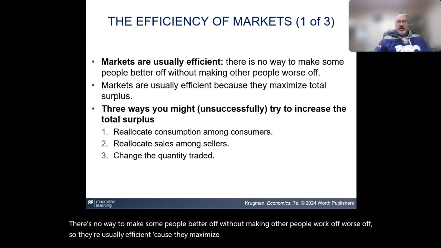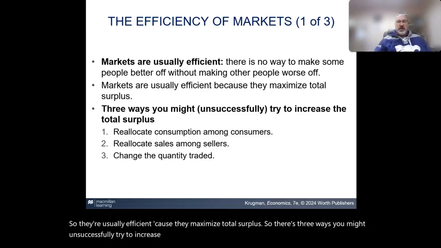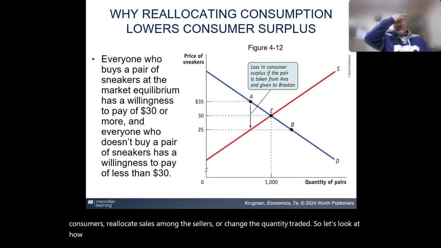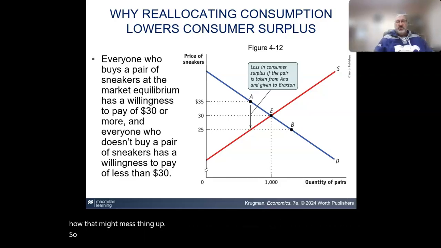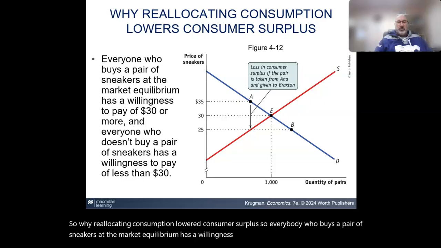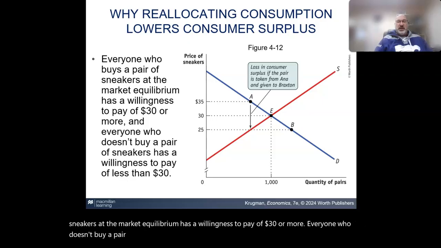So there's three ways you might unsuccessfully try to increase total surplus, and that's reallocate consumption among the consumers, reallocate sales among the sellers, or change the quantity traded. So let's look at how that might mess things up. So why does reallocating consumption lower consumer surplus? Everybody who buys a pair of sneakers at the market equilibrium has a willingness to pay of $30 or more. Everyone who doesn't buy a pair of sneakers has a willingness to pay of less than 30.